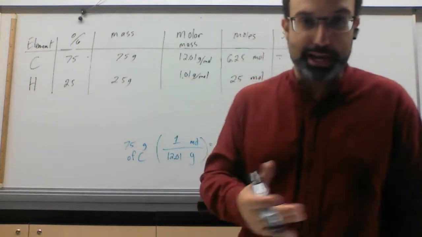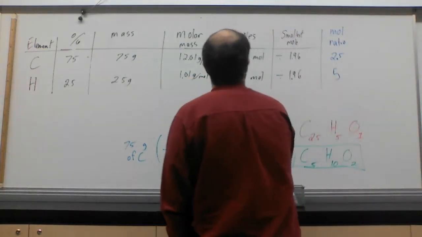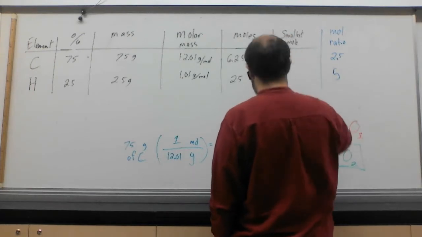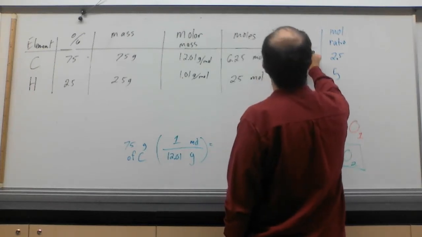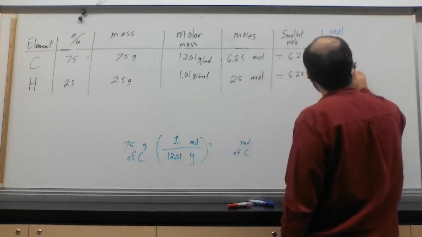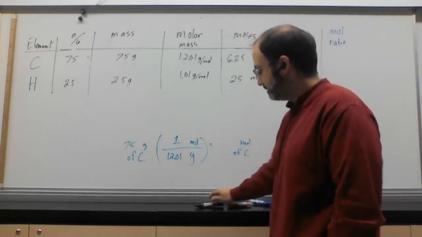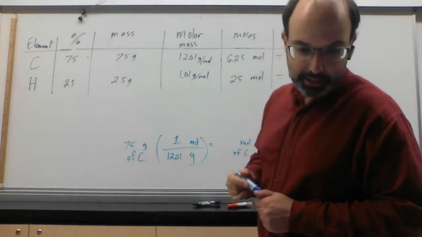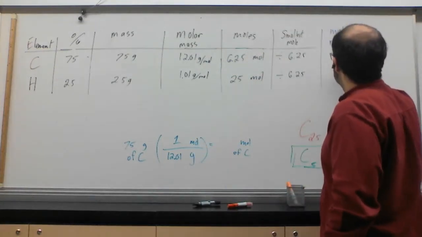All right, so we do that. Now, we divide by the smallest number, which in this case is the carbon. Divide by 6.25 for both of them. When I do that, I'm going to get my whole number mole ratio. And I got here that it is 1 to 4.